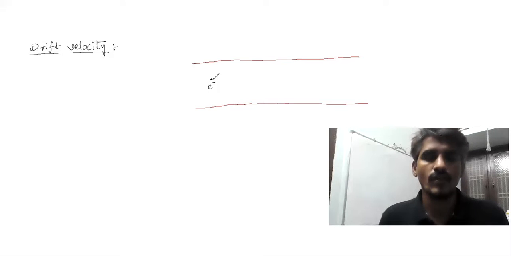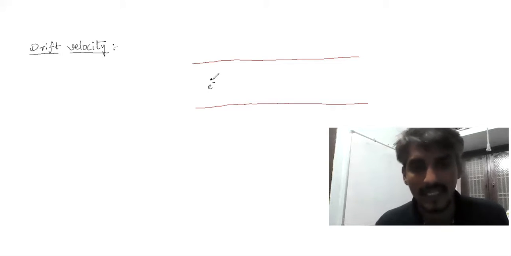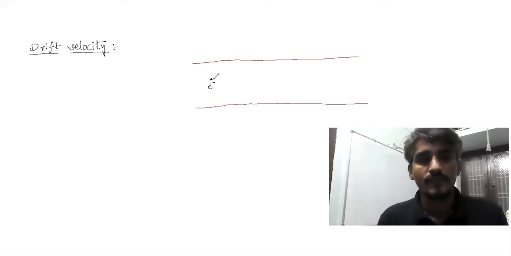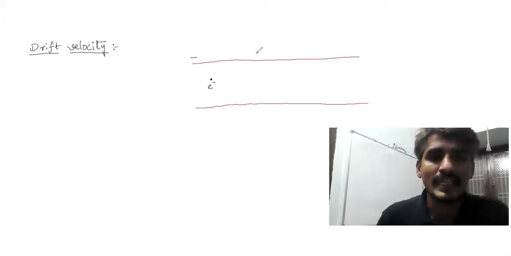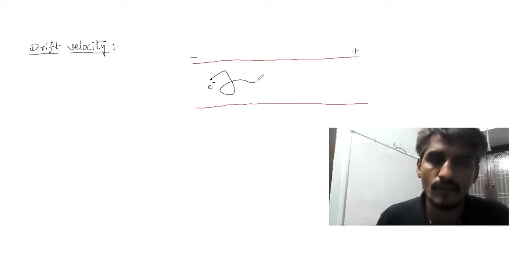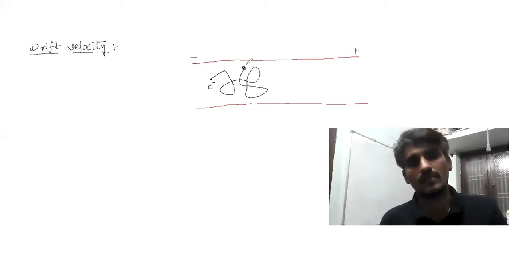Okay, so before that, whatever is happening, I have explained now. Then after connecting the wire to a battery, what happens? Does the electron still move in a straight path? No, even now, even though it is connected to the battery, the electron will move in a random manner only. Something like this.